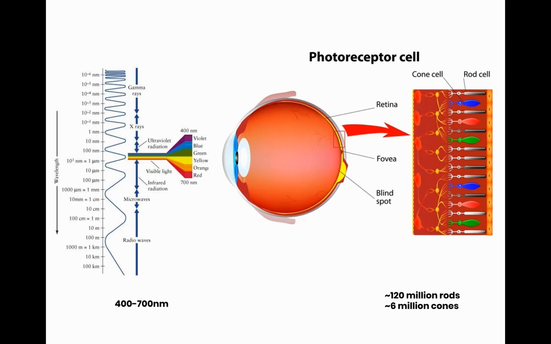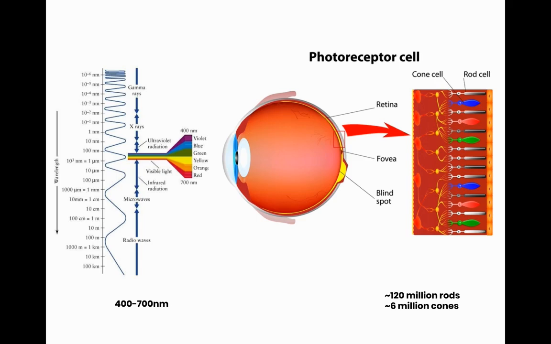So once this radiation hits our retina, it gets perceived by 2 types of cells, which are cone cells and rod cells. Rod cells are sensitive to differences in lightness, so darkness or brightness, and cone cells are sensitive to specific types of color. 3 types of color, to be specific.